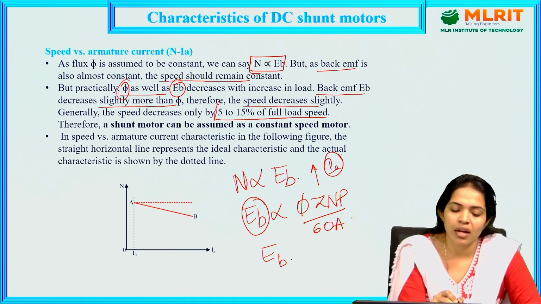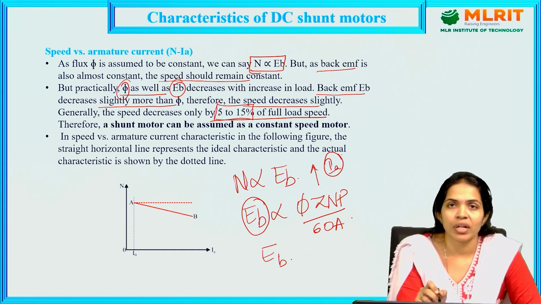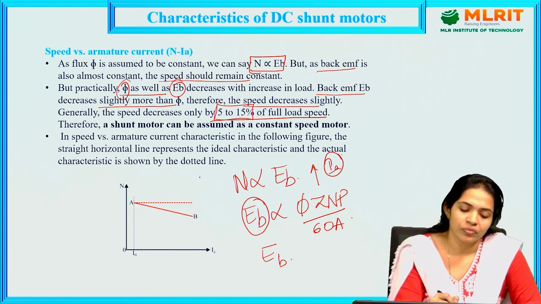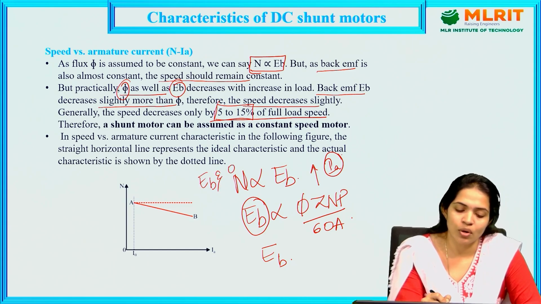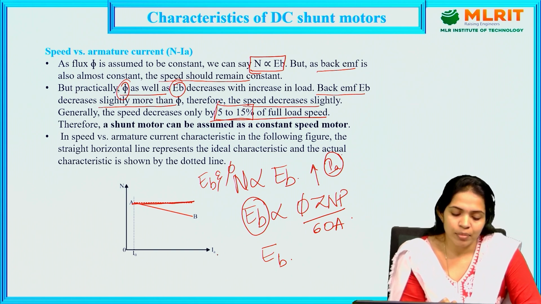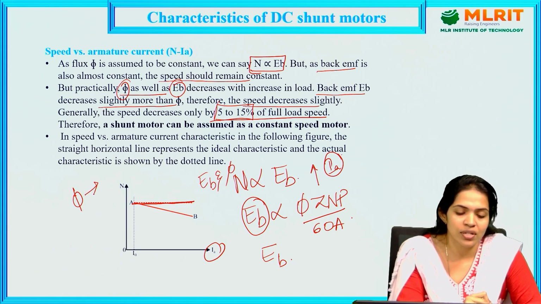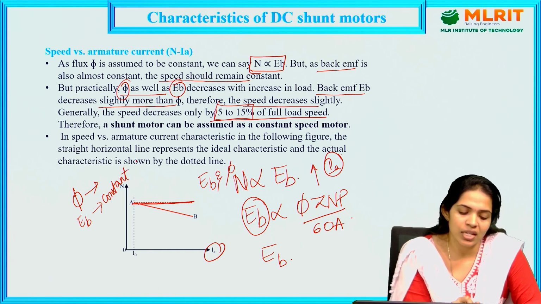This is the range by which the speed decreases compared to the full load speed, which we can expect when there is a decrease in Eb and phi when the motor is loaded. From this we can see that at no load, in the graph between the speed and the armature current, it is a constant flux machine. As it is a constant flux machine, Eb is also almost constant, and hence the speed is also constant. That's why we can see a straight line.